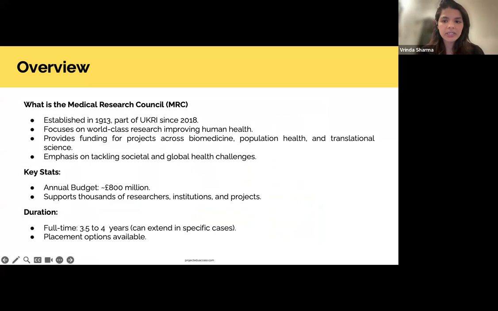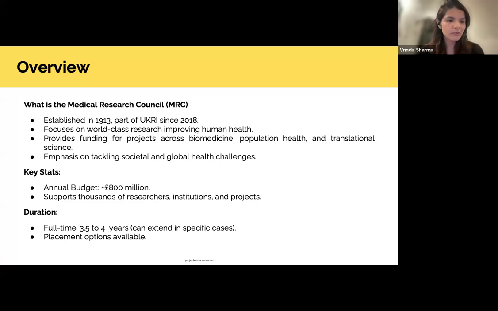So this Medical Research Council is one of the research councils under UKRI, and it has a mission to support world-class research, which is aimed at improving human health. So this could be a wide range of things, from basic biomedicine to population health and translational science. But all in all, all of the projects should be tackling societal and global health challenges.